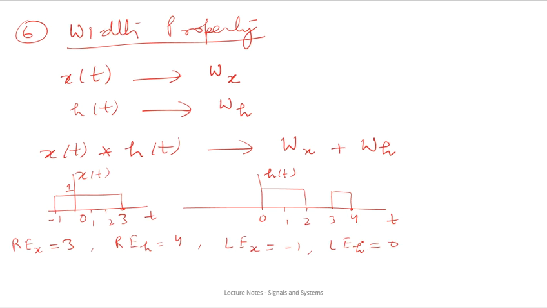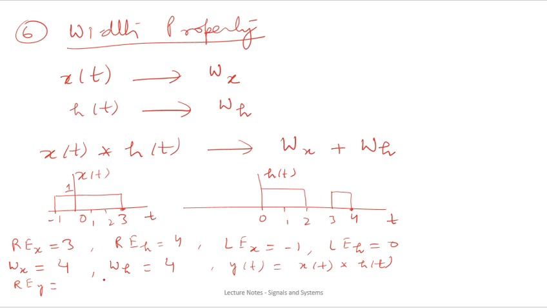Then the duration of this x(t) signal: what is the duration? The duration can simply be found by counting these values, or by subtracting the left edge from the right edge. So the duration will be 4. Similarly, the duration of this h(t) signal will also be 4. Now when you convolve these two signals, that is y(t) as x(t) convolved with h(t), what will be the right edge of the convolved signal? This is what is being asked in the problem.